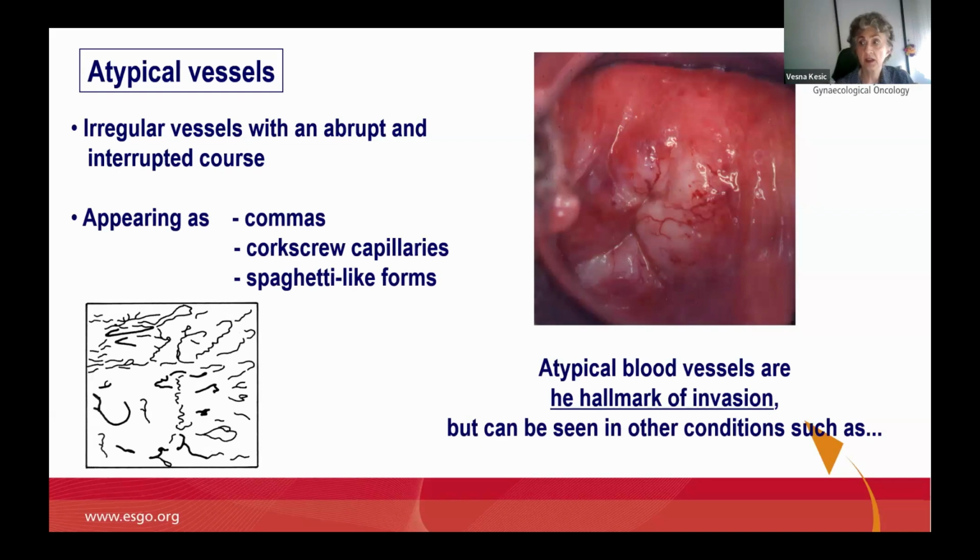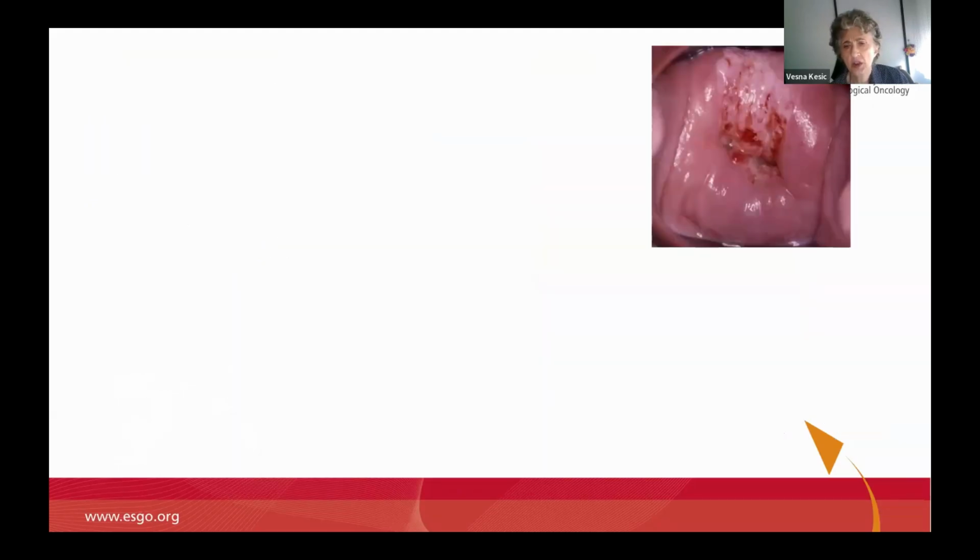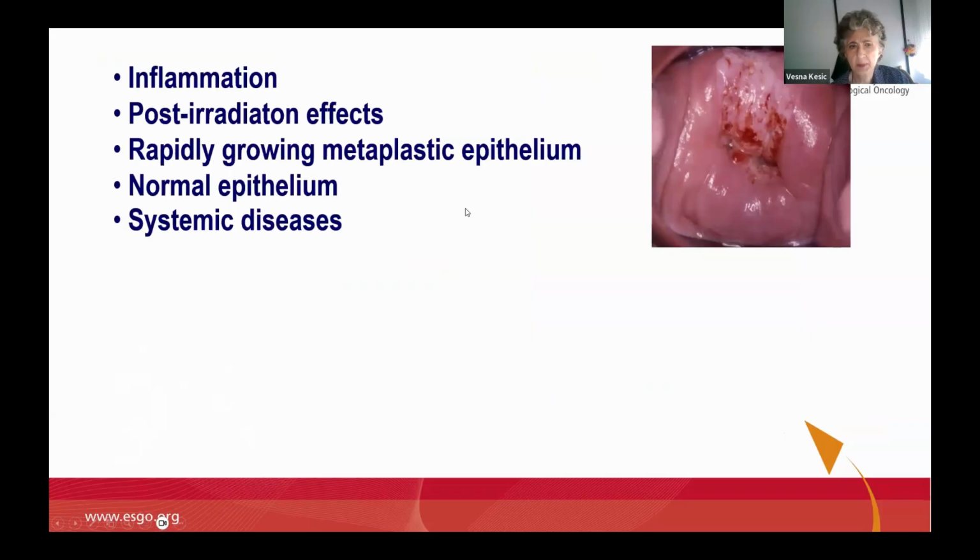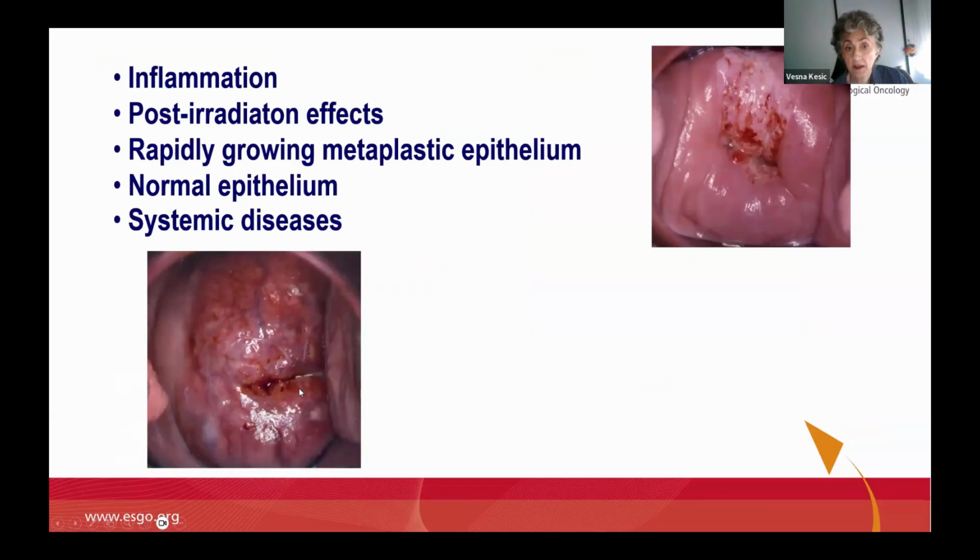Atypical blood vessels have always been the hallmark of invasion, and when we were young, we were taught to take the biopsy for any atypical blood vessels. It is true that they are seen in precancer and cancer, but we must keep in mind that they can appear in inflammation, like here. This is just a severe cervicitis.